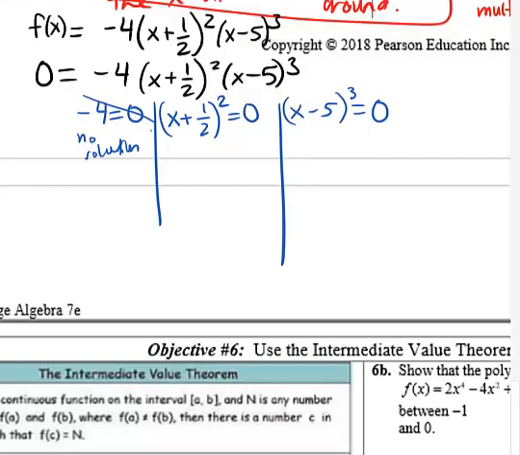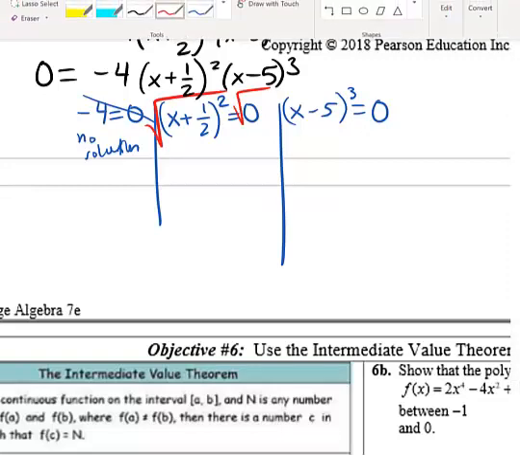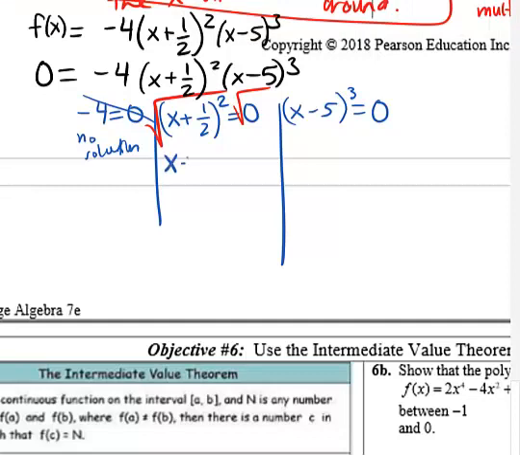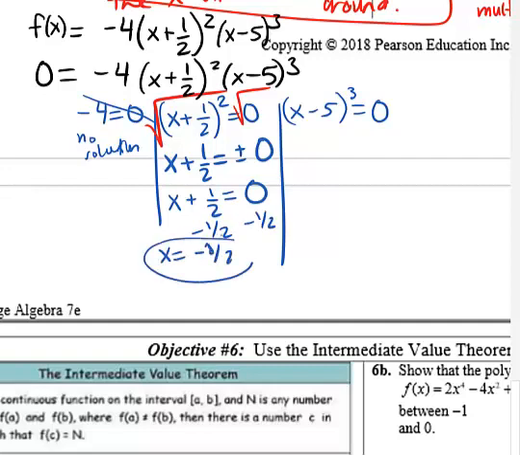So for (x plus 1/2) squared, I'll square root both sides to get rid of the square. So I have x plus 1/2, and I'm supposed to put plus or minus 0, but plus or minus 0 doesn't mean anything, because 0 is not positive or negative. And then the last step would be move the half over. So it looks like -1/2 is one zero.